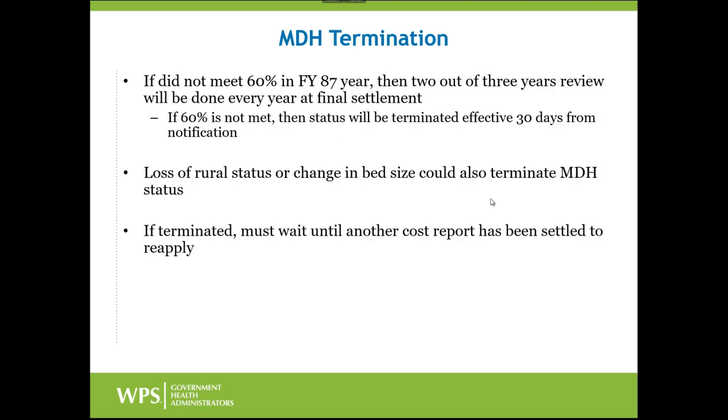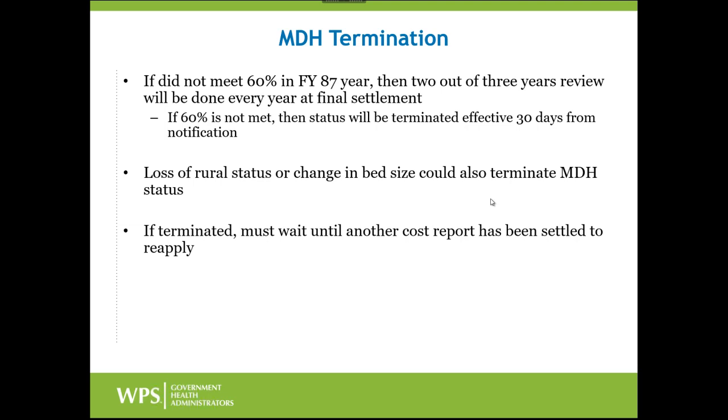Now, as far as the termination, again, there can always be voluntary termination if you don't believe you qualify, or maybe you're trying to qualify for a different provision like SCH, for example. There's always that voluntary provision, but the termination can also occur at final settlement when we review your 60% test.